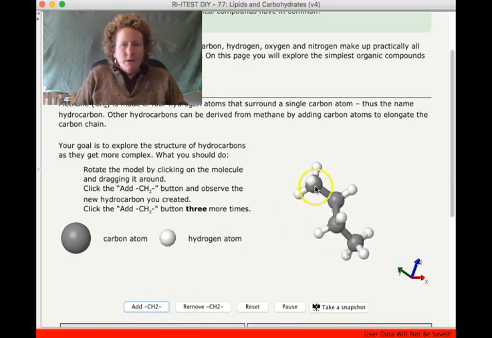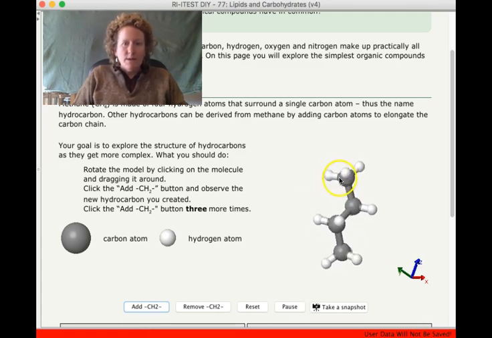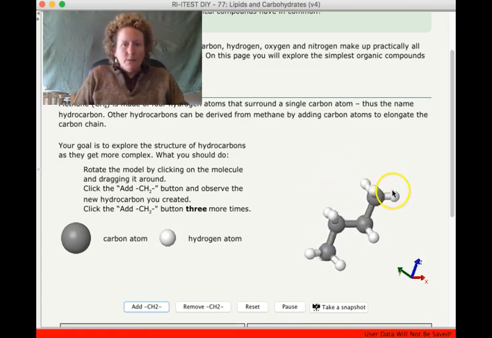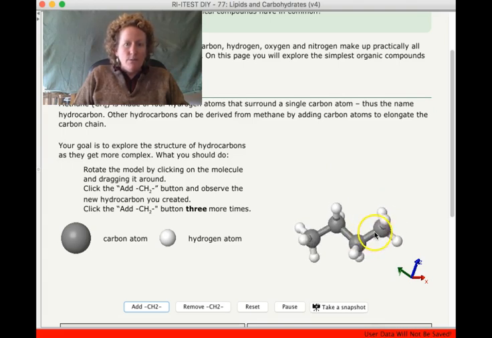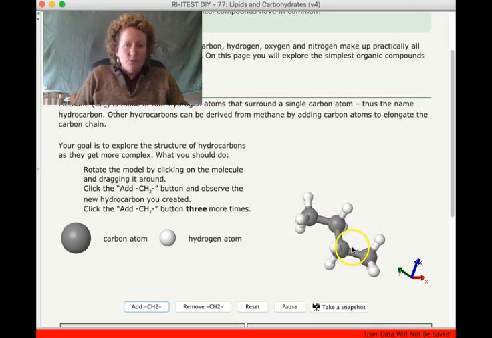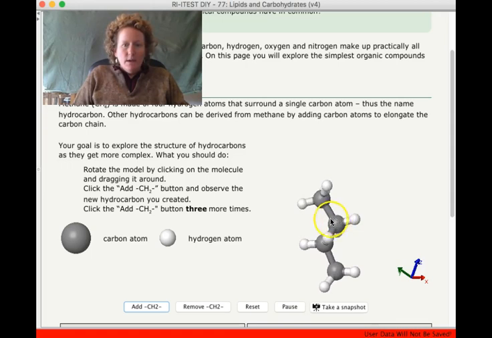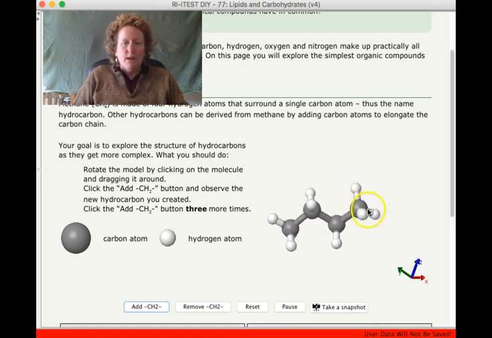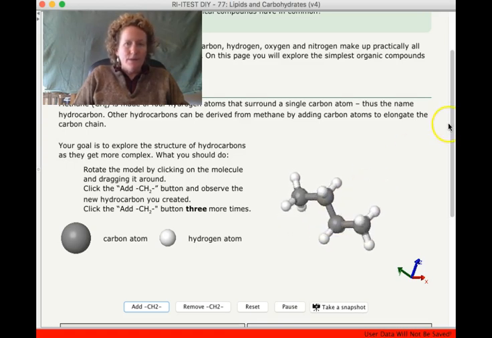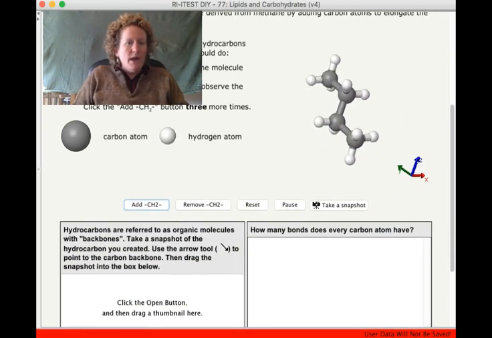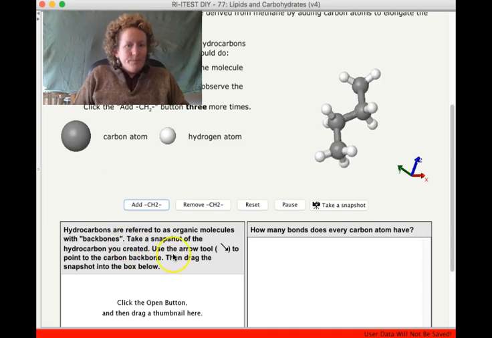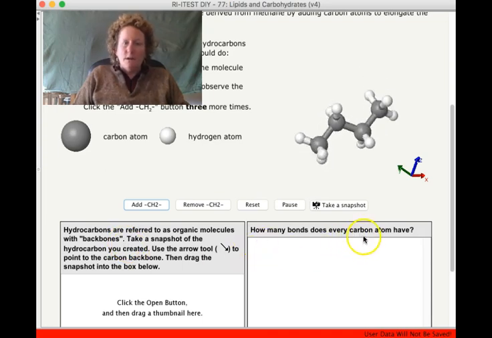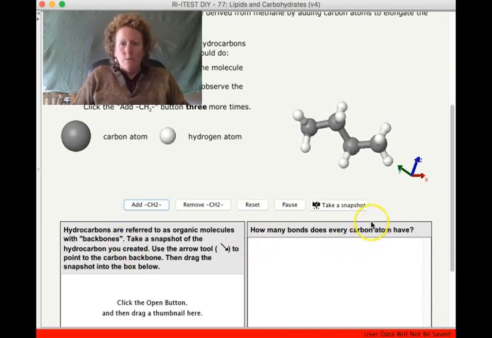And you can see that carbon is always making 4 bonds. Here on the end here, it's making 3 bonds with hydrogen and 1 with another carbon. In the middle, it's 2 carbons and 2 hydrogens. In the middle here, also, it's 2 carbons and 2 hydrogens. And in the end, it's 3 hydrogens and 1 carbon. So our first question of the whole lab is, how many bonds does every carbon atom make? Hopefully you figured that out by now.